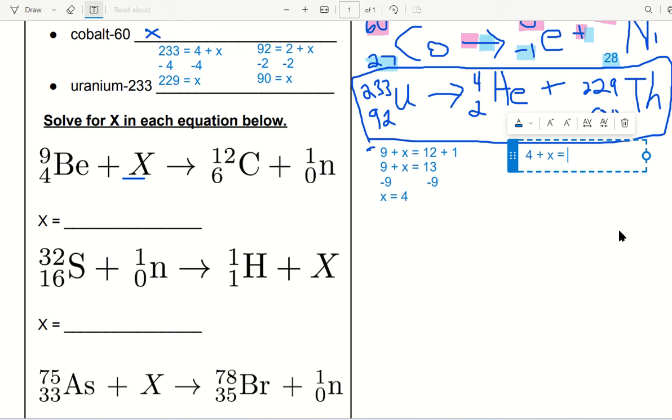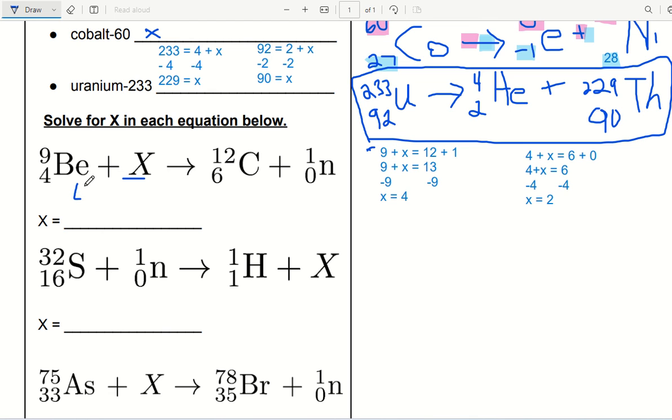Well, 6 plus 0, I'm not going to even finish writing that. It's just 6, right? But I'll write it for you. 6 plus 0. So 4 plus x equals 6. What do we do? Minus 4. x equals 2. So I have top number 4, bottom number 2. Now I need a symbol.